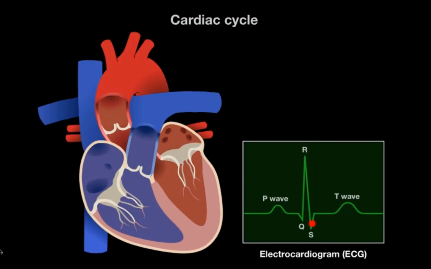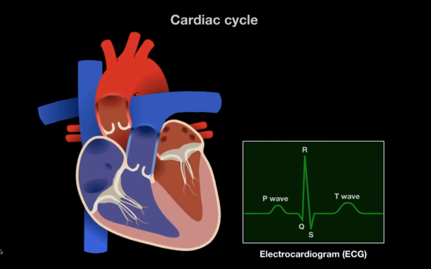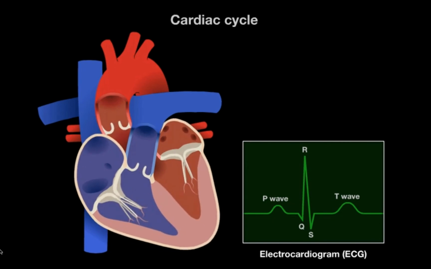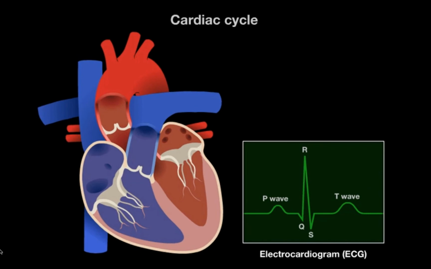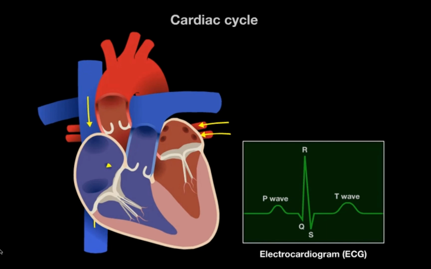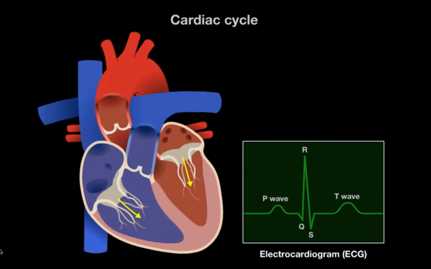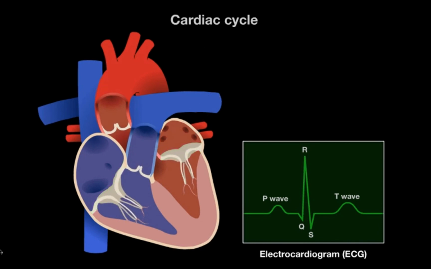A single cardiac cycle is made up of the events associated with one heartbeat. Each cardiac cycle takes about 0.8 of 1 second. During each cardiac cycle, pressure changes occur within the chambers of the heart as they relax and contract. As the chambers relax, they fill with blood. This is called diastole. When the chambers contract, the blood is expelled. This is called systole.